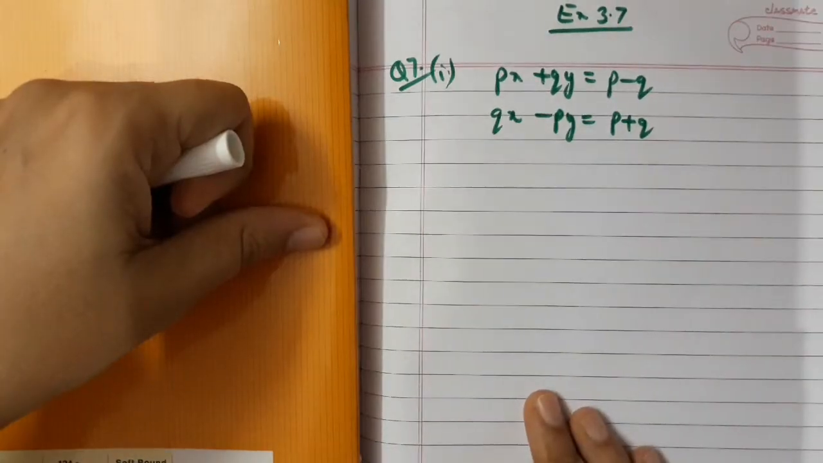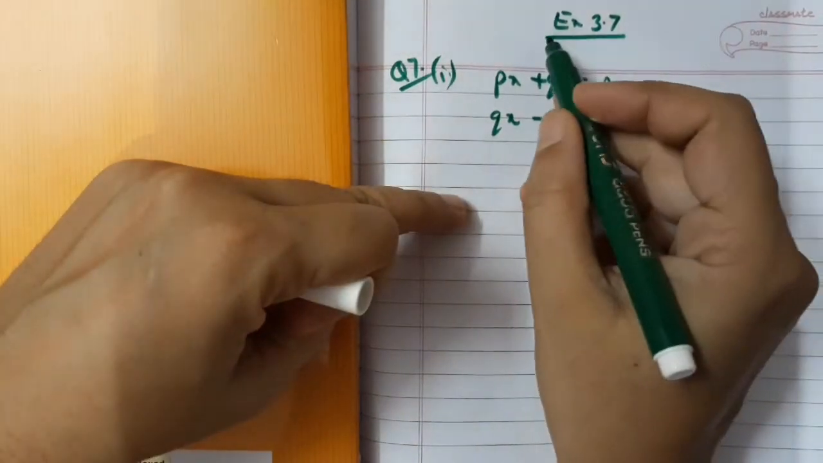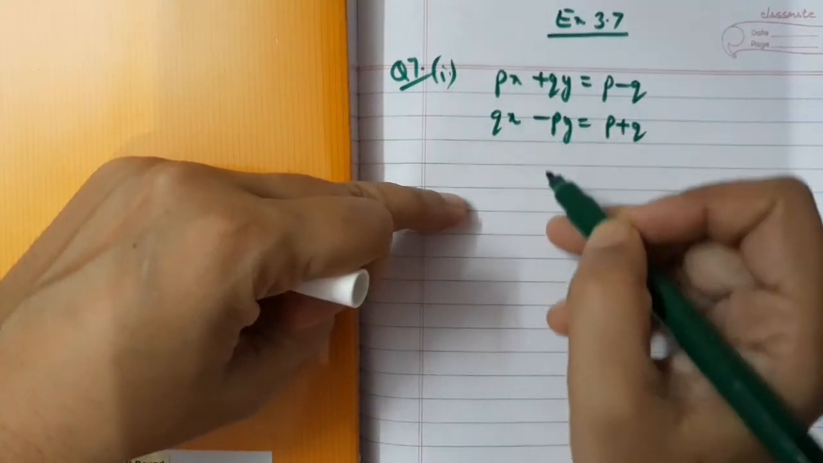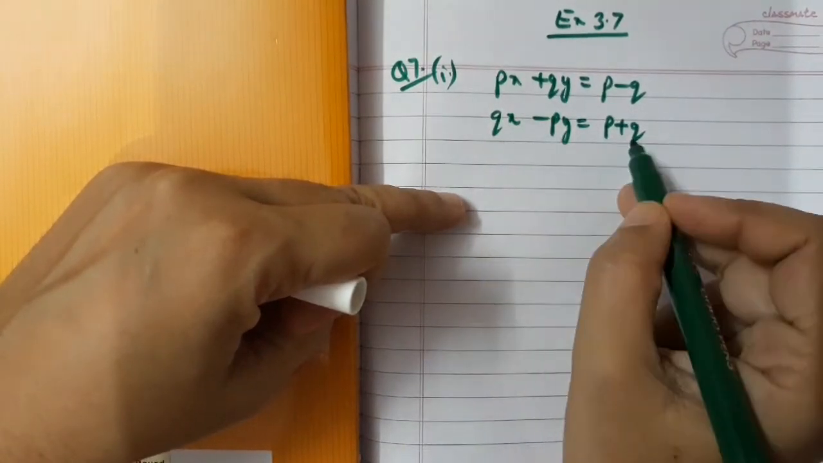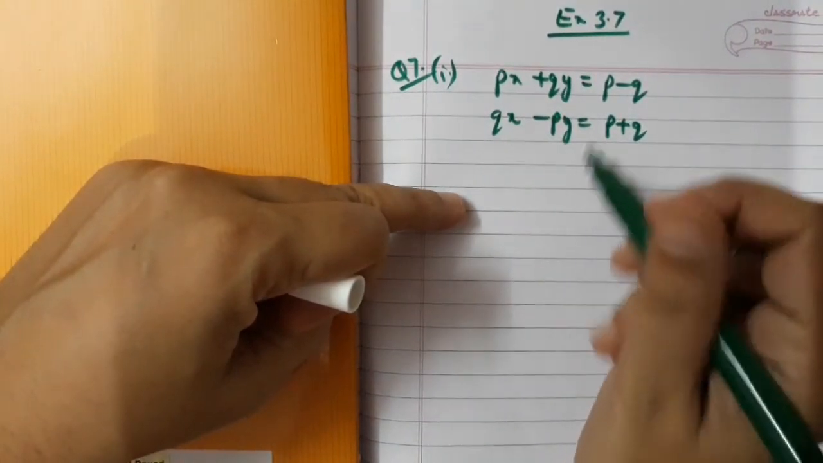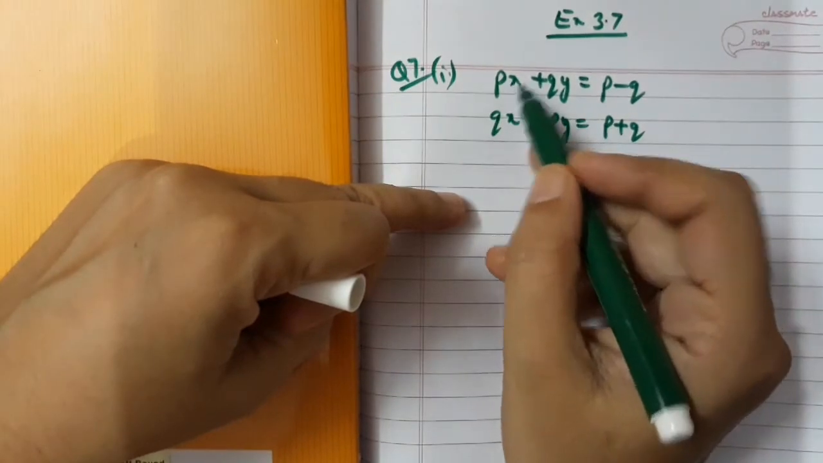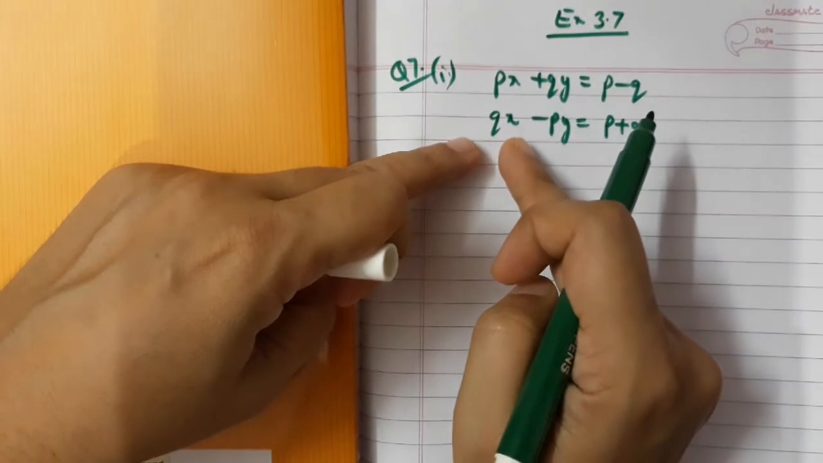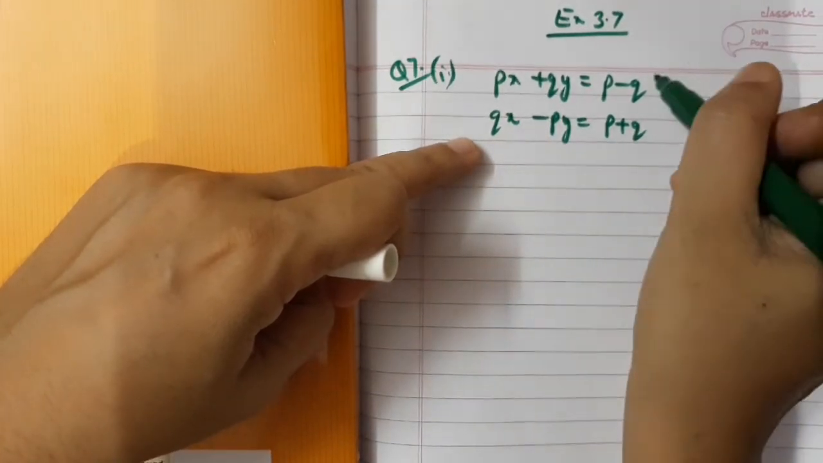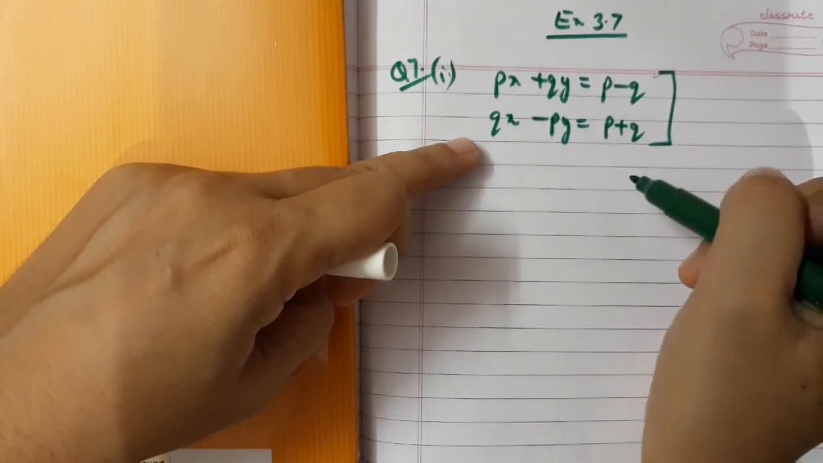Good morning students. In this video we will do exercise 3.7 question number 7 and 8. So we have to solve these equations which are given to us. Over here in the first equation the coefficient of x is p, whereas in the second equation the coefficient of x is q. Now to solve it we can use the elimination method.